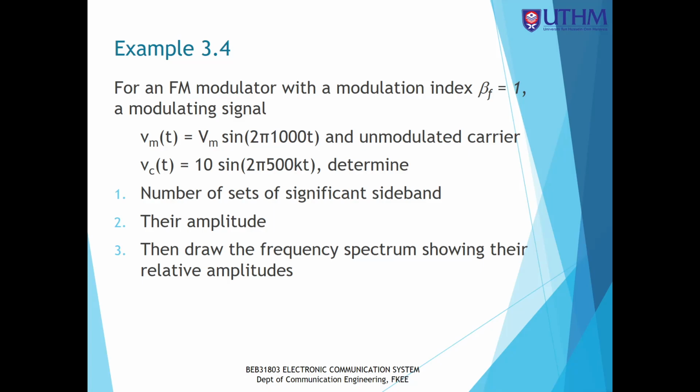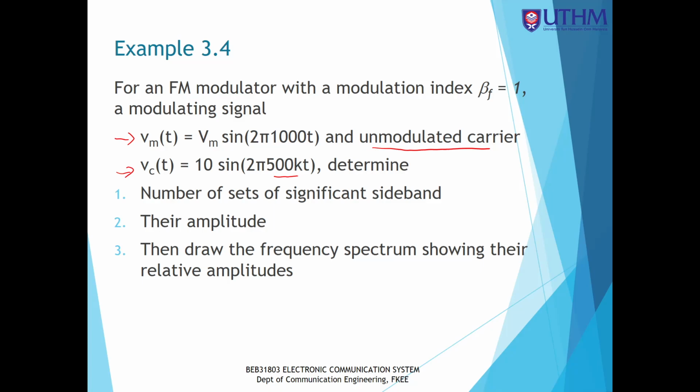Example 3.4. For an FM modulator with a modulation index beta f equal to 1, a modulating signal is given as vm(t) equal to Vm sine 2 pi 1000 t. So the frequency is 1 kilohertz. And you are given the unmodulated carrier, which is vc(t) equal to 10 sine 2 pi 500k t.